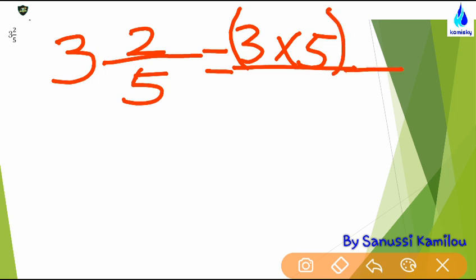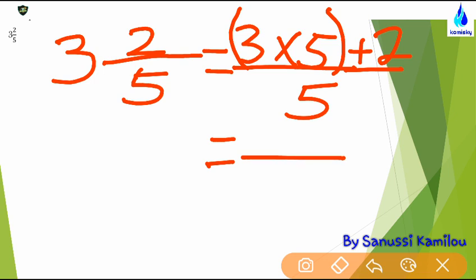Then that one should be added to the numerator. Have you seen the numerator here? The numerator is 2. And finally, we are keeping our denominator. That one we don't touch. What's at the bottom, we keep it like that. So the next level, we shall continue our calculation. The calculation is at the top. So the first one, we just rewrite it. The denominator, we can rewrite it, and then we solve the top.